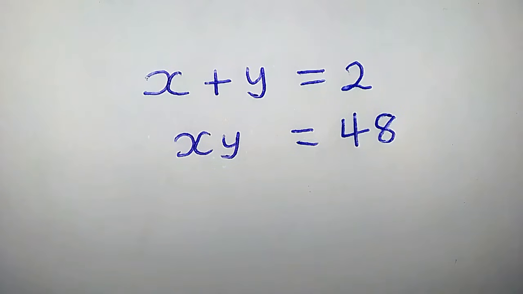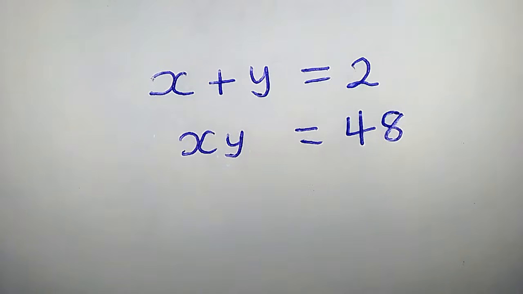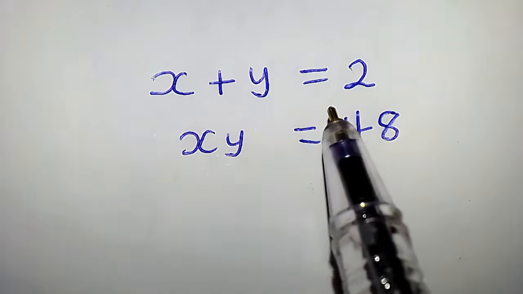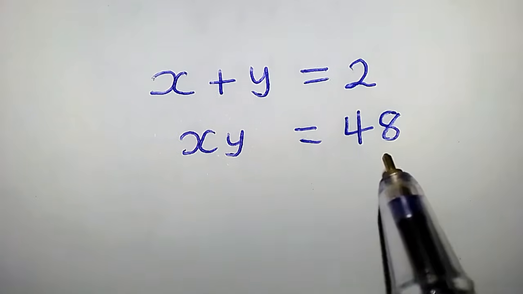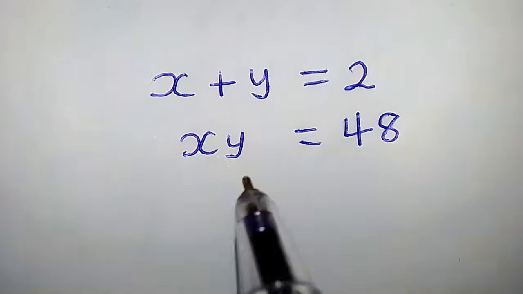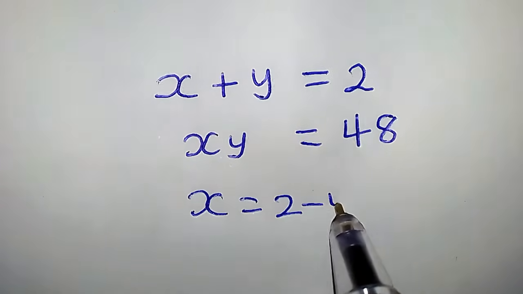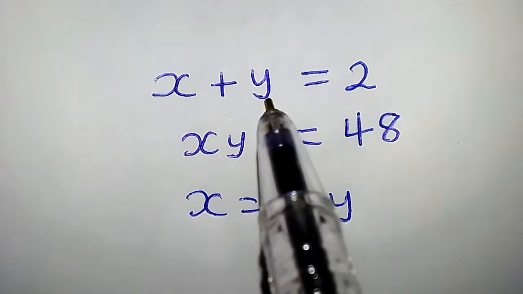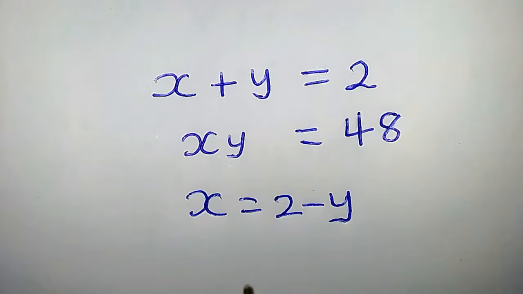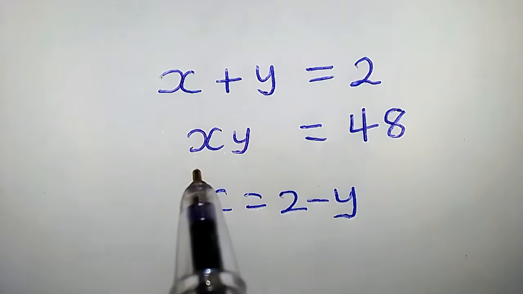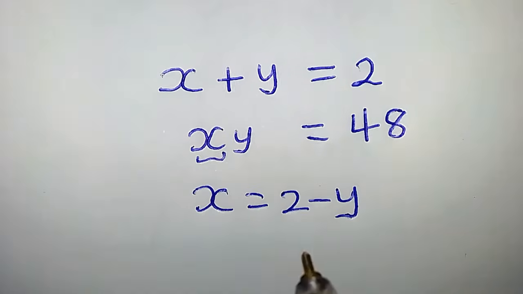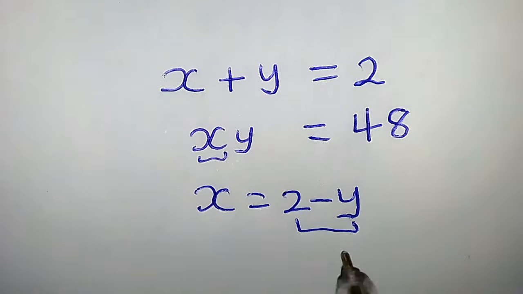Hello, how do we solve this nice algebra problem? x plus y equal to 2, xy equal to 48. From this line, we have x equal to 2 minus y, by moving this y to the right hand side. Now let us replace this particular x with 2 minus y.